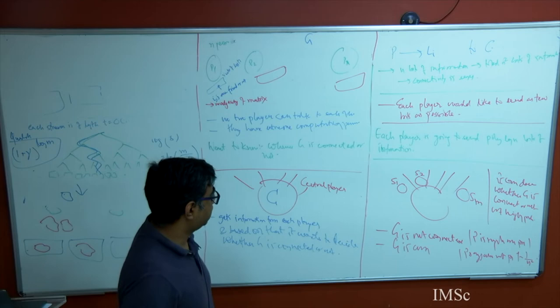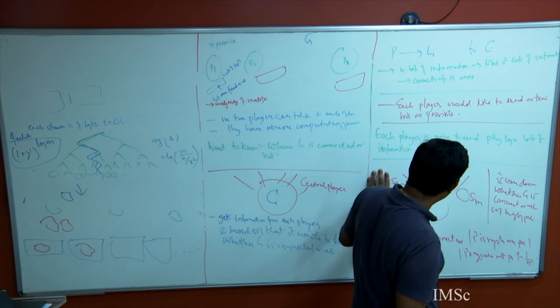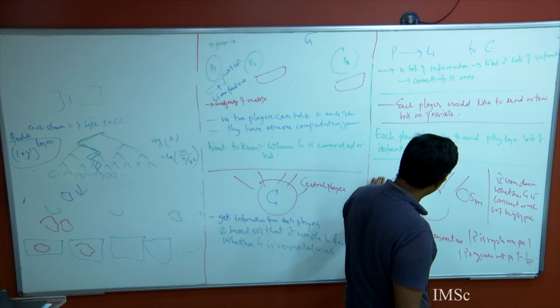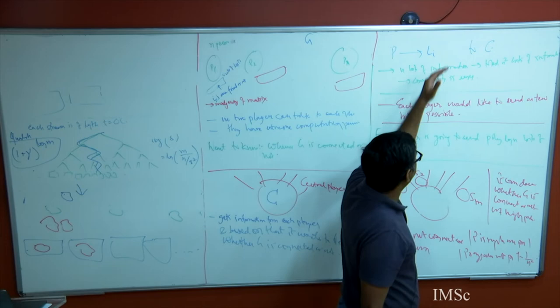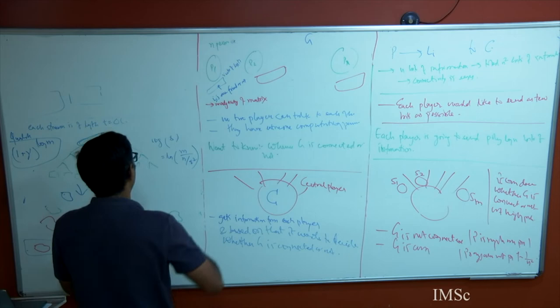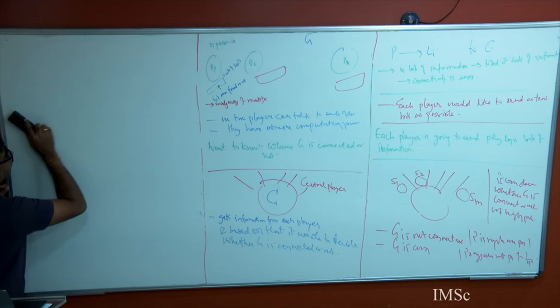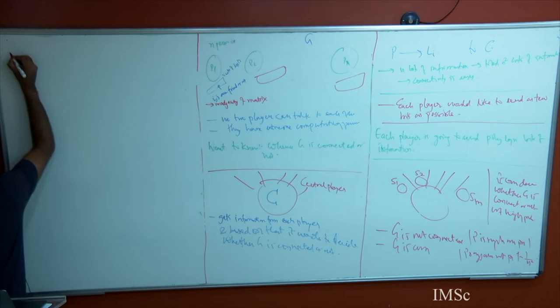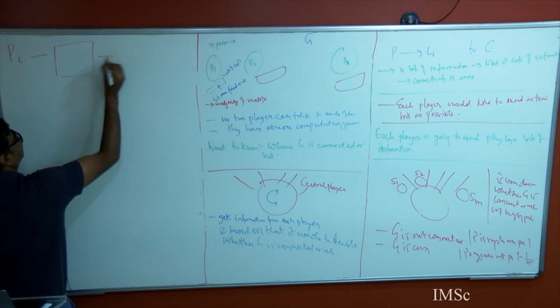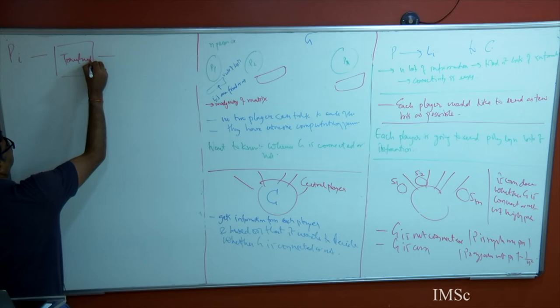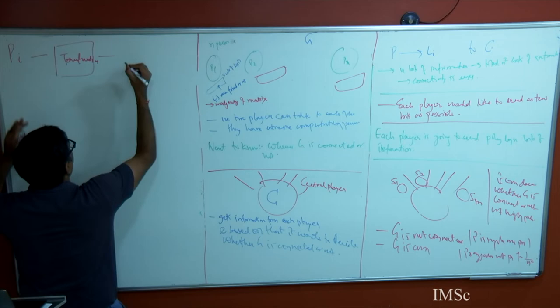Now, each player has his list. Looking at his list, he needs to send some information S1, which is not too much. Similarly, each of these players is going to apply some transformation, some algorithm. So each player Pi is going to apply some transformation, we'll talk about what transformation it is, and it is going to give some Si.